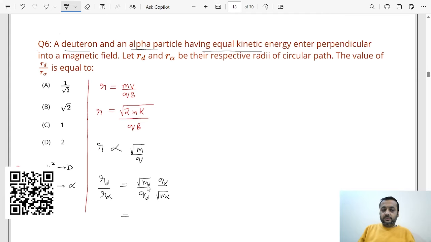The mass of the deuteron was m and the charge on the deuteron was q. The mass of the alpha particle was 2m, and the charge on the alpha particle was 2q. The q and q get cancelled, m and m get cancelled, so effectively we get root 2. So option B will be the correct answer for this question. All right, let us see the next one.